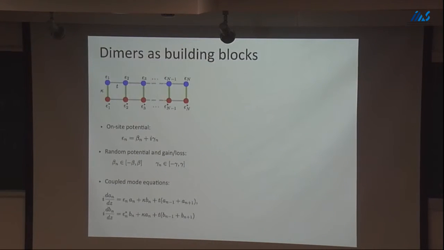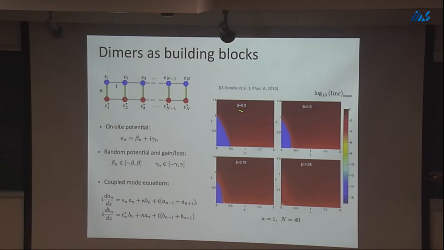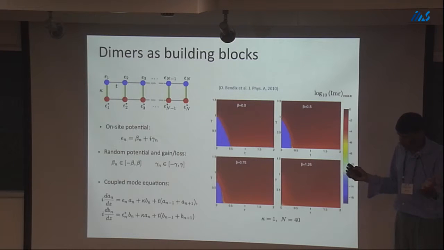So that was the clue: dimers as building blocks for PT symmetry in some of the lattices. For instance, in this particular ladder case, you can have an on-site potential and then ask that beta and gamma are random, from some distribution. Then you will find that as you increase beta, the regime in which it is PT symmetric basically decreases and disappears. And these are the corresponding coupled mode equations. So the point was that having dimers on these lattices was key to attaining PT symmetry.